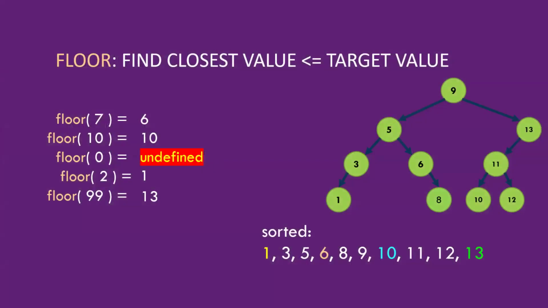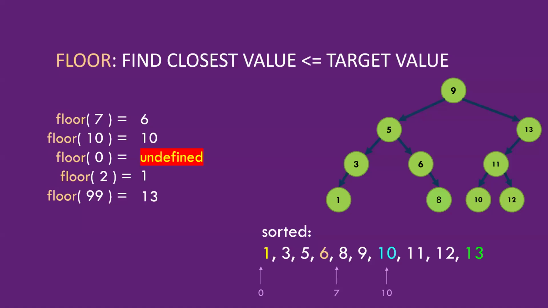Last time we also looked at floor. Remember, the floor of a particular target value is what is below that target value. If I'm looking for the floor of 7 in an in-order traversal, that's going to be the 6. If I'm looking for the floor of 10, that's going to be the 10. If I'm looking for the floor of 0, that's going to be undefined, because there's nothing below the 0 and we don't have a 0 in the binary search tree.